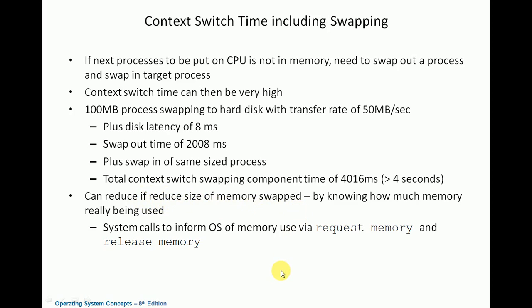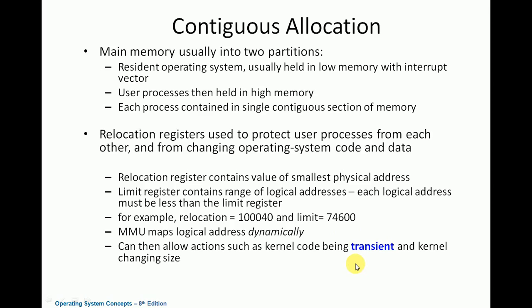Here the operating system is supporting memory swapping through system calls. There are two system calls used here, request memory and release memory. Whenever request memory is called, the program will be swapped out, and whenever release memory is called, it will be swapped in. Now let us move on to the next topic, that is contiguous allocation.